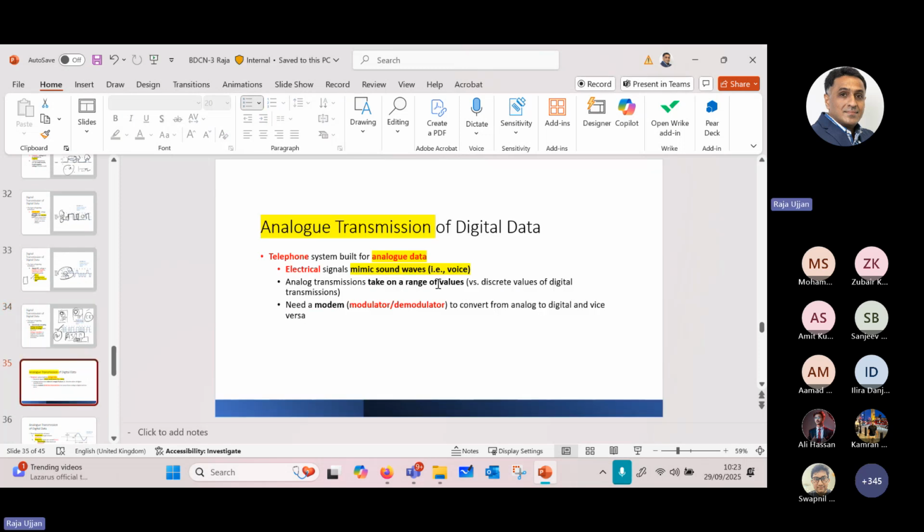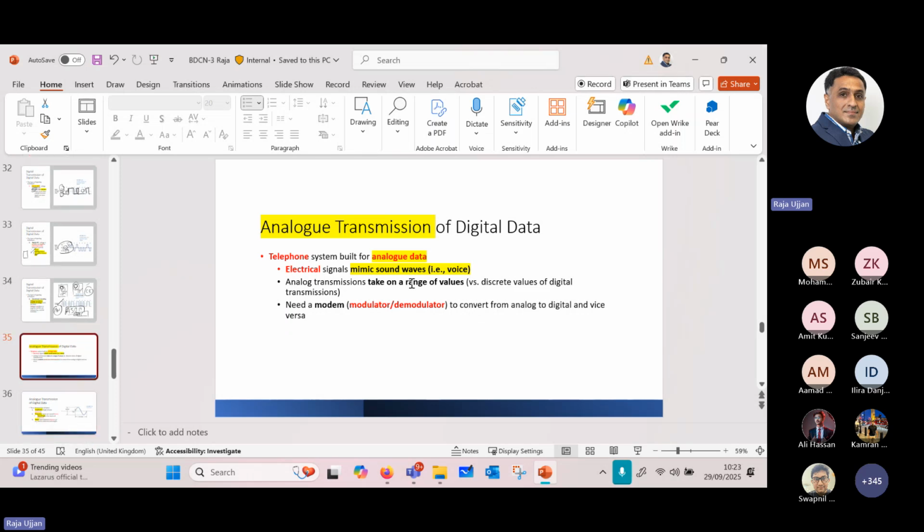Let me finish this very simple analog transmission. Analog transmission, I think we need to go very simple with that. Analog transmission means the system built for analog data, and analog means the continuous signal. If I say electrical signals, let's see how analog signals work. Analog signals always work with a modulator and demodulator. Let's say this is the modulator and this is the demodulator.